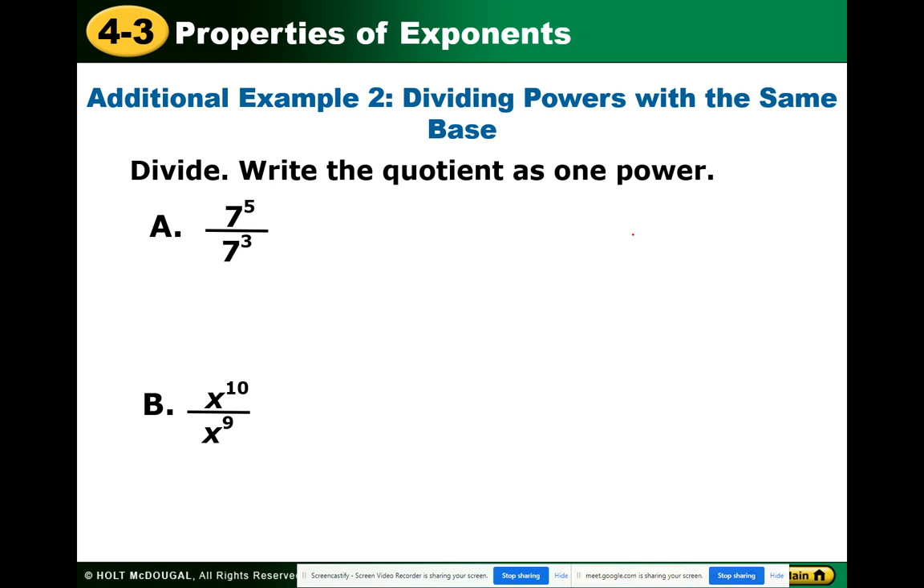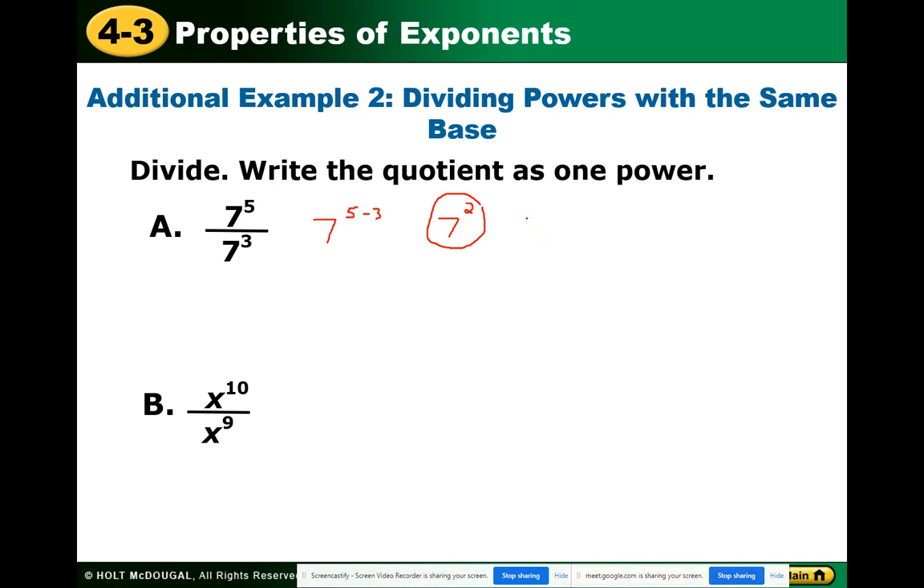Now, with this one, let's go ahead and go to Christine. All right, Christine. So as I look at 7 to the 5th divided by 7 to the 3rd, what could I do, Christine? Oh, so we could think of it as 5 minus 3. 7 to the 5 minus 3. So the final answer would be. Oh, wonderful job. All right. And the important thing to remember, the number on top always is first and minus the number on the bottom.